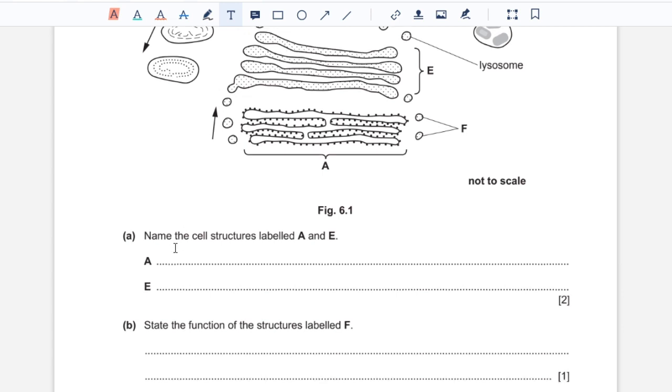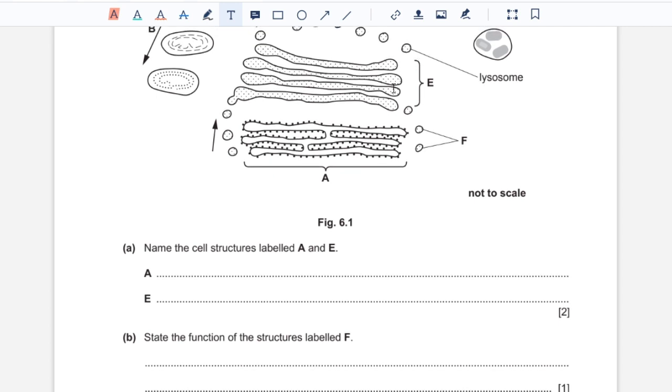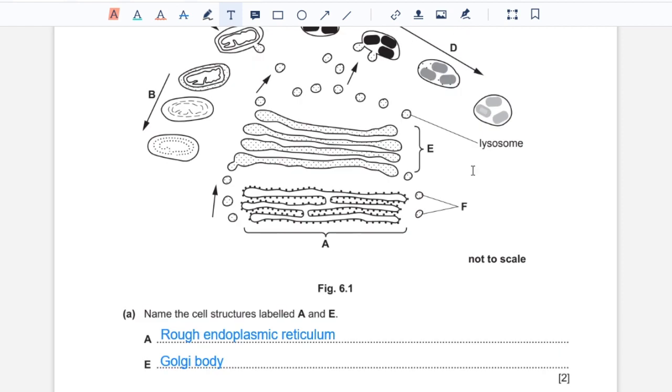A, name the cell structures labeled A and E. So A is rough endoplasmic reticulum since it's got ribosomes associated, and E is the Golgi body or the Golgi complex. B, state the function of the structures labeled F. Right. So as you can see, the structures F are also present on this side, and they bud off of the rough endoplasmic reticulum and then join the Golgi body. So there would be proteins synthesized in these vesicles, and they are then transported to the Golgi body from the rough endoplasmic reticulum.